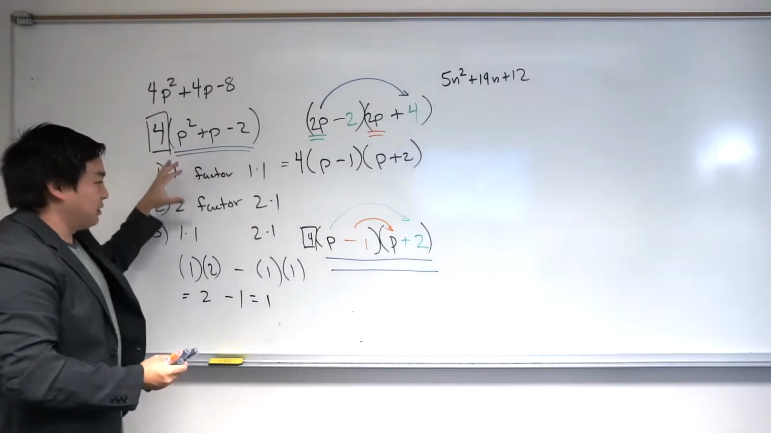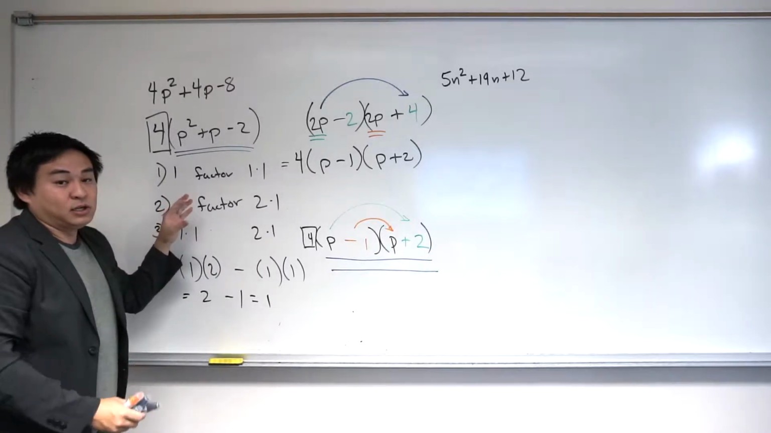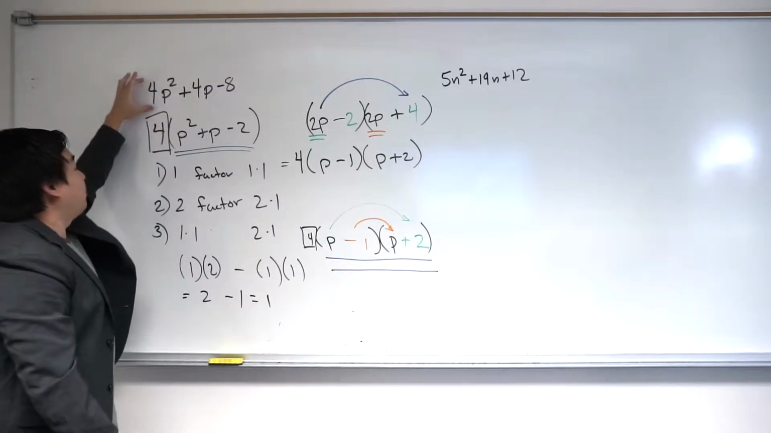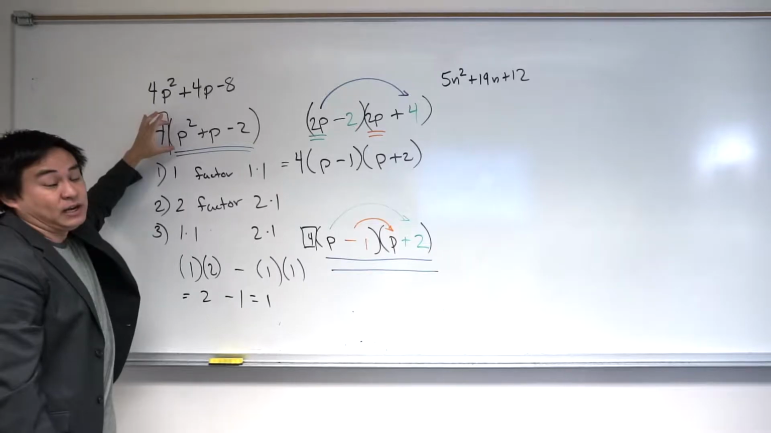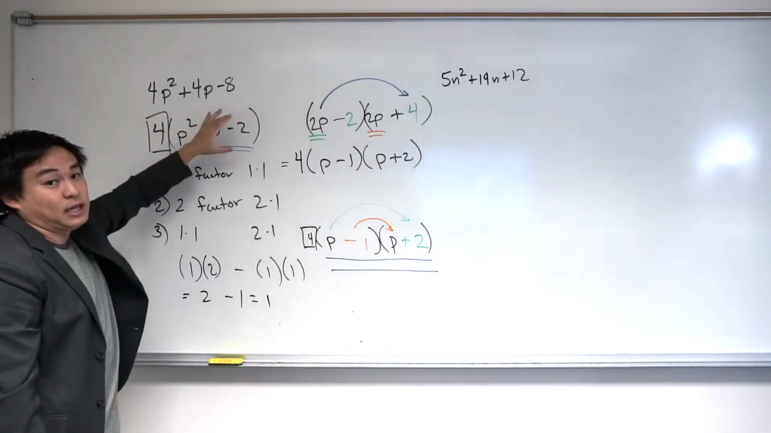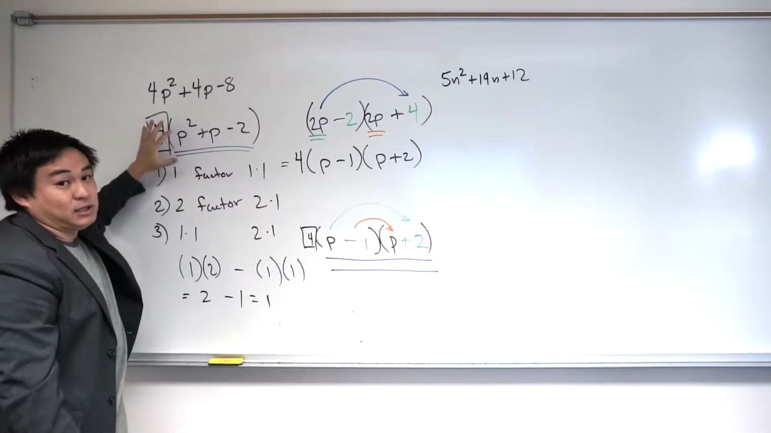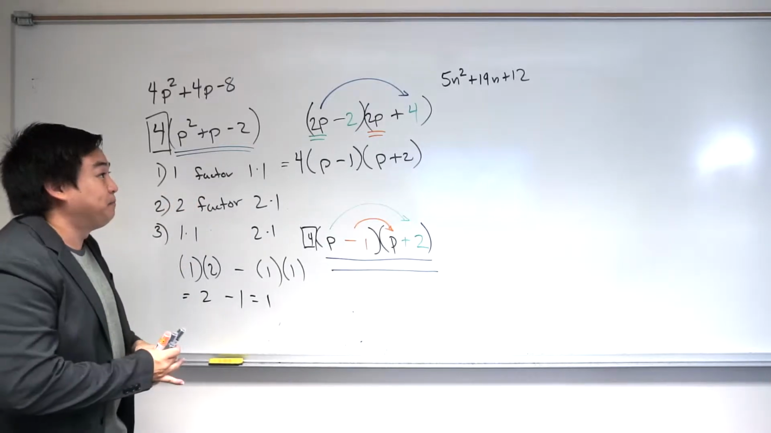However, I think this one is a lot easier to factor. And the reason for that is if you pull out the 4, it lessens the amount of factors in the leading coefficient and the last term. So you want to factor things out as much as possible right away.